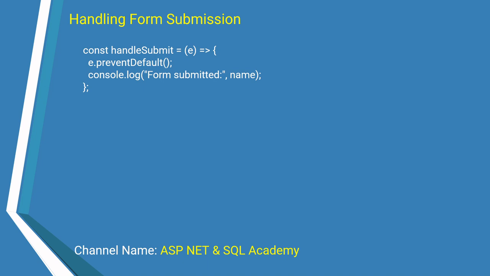When the user submits the form, we usually prevent the default page reload using event.preventDefault. Then we handle the data inside our submit function. For example, we can log the entered name or trigger further actions such as API calls.